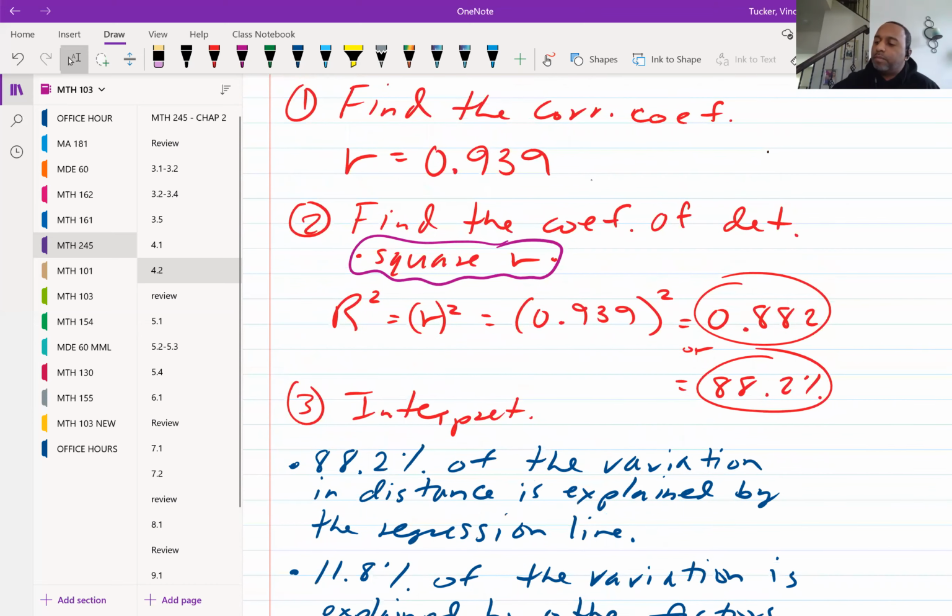I need a chance to write. All right, so let's look at the interpretation. 88.2% of the variation in the distance is explained by the regression line. So that's what this means for us.